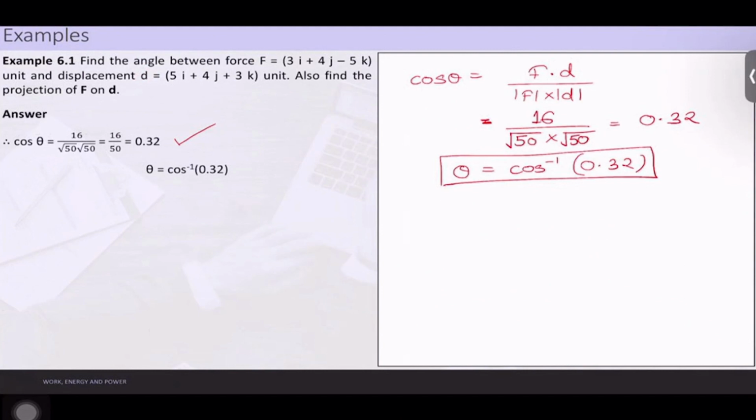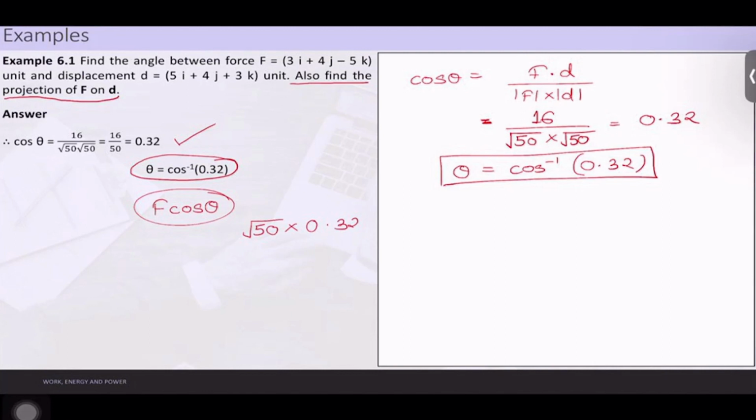So after finding out the angle, the second question is basically you just need to find the projection of F on D. So after you have calculated the value of theta, what will you basically do? You will just find the value of F cos theta and you can understand the result. So what will be F cos theta basically? It will be under root of 50 into cos theta, which is equal to 0.32, and that is the projection of F on D. That is F cos theta. Okay, so I think we have understood this.